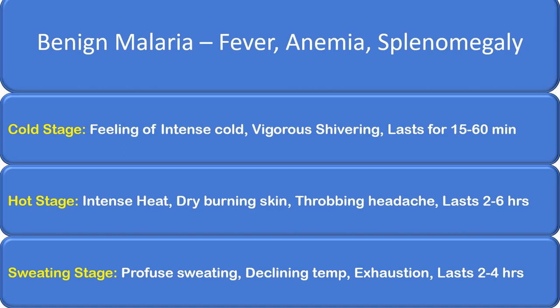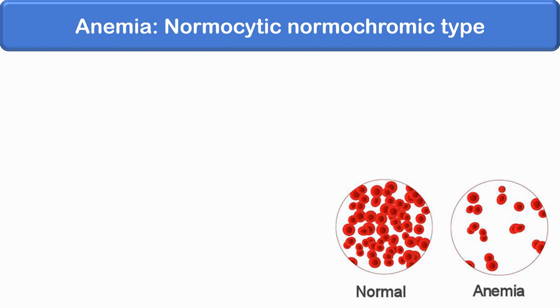The classical paroxysm may not be present if there is maturation of generations of parasite at different times. In Plasmodium falciparum, the fever is more irregular or even continuous with marked prostration, headache and nausea. Another clinical feature is anemia. Anemia in malaria is normocytic normochromic type.